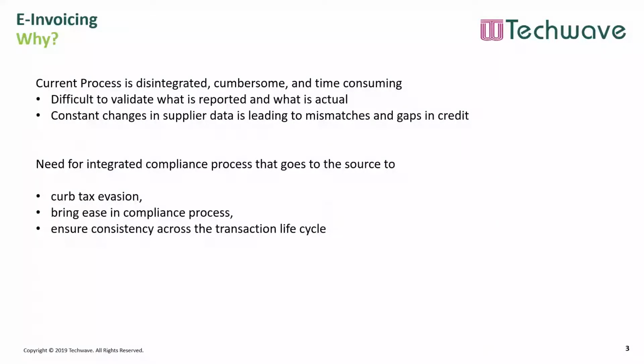So I don't want to delve into why e-invoicing. I think we all know that largely it is to allow for an integrated compliance process, to mitigate some of the evasion that was happening, improve the compliance process, and ensure consistency, right from the supplier raising the invoice to the customer being able to take that tax credit. So the entire end-to-end supply chain process of taking the tax credit by the end user is to be made seamless, and that's the reason for e-invoicing. It also avoids some of the issues prevalent today in terms of invoice mismatches and the gaps in credit that customers are not able to take benefit of.